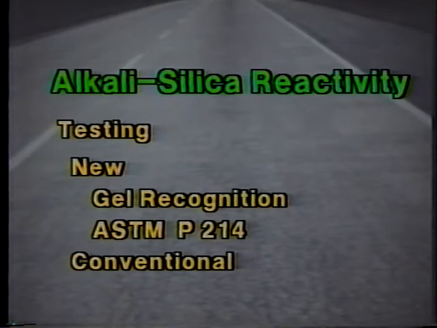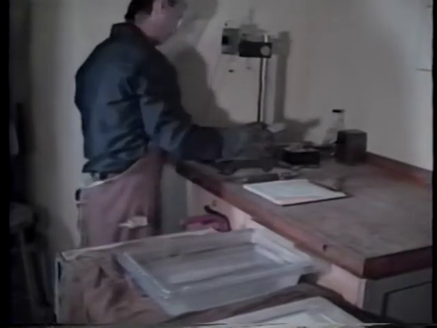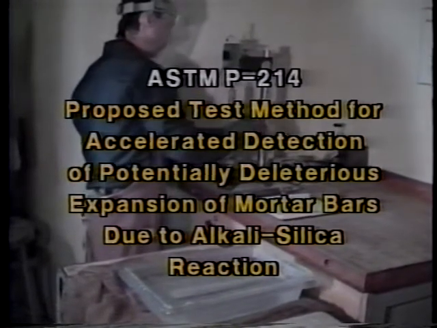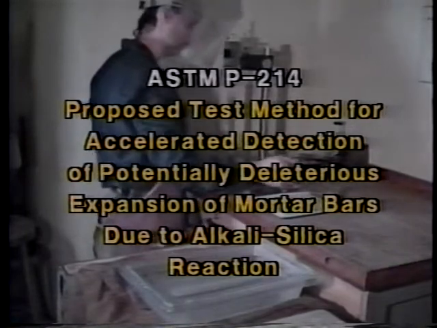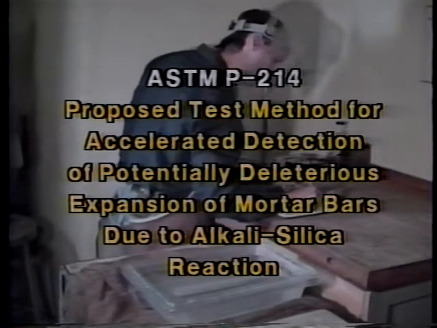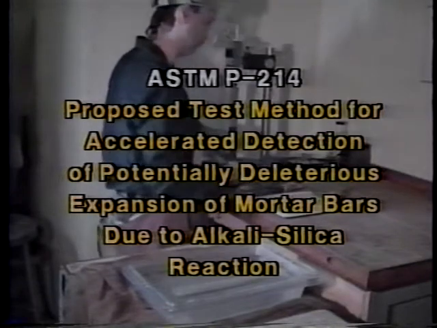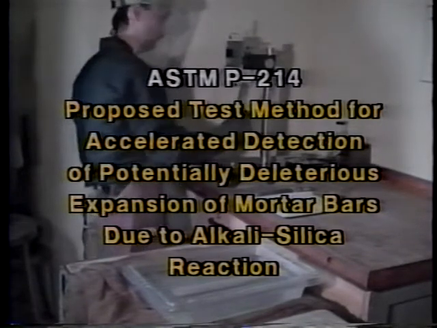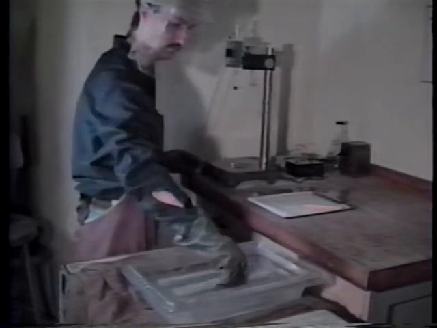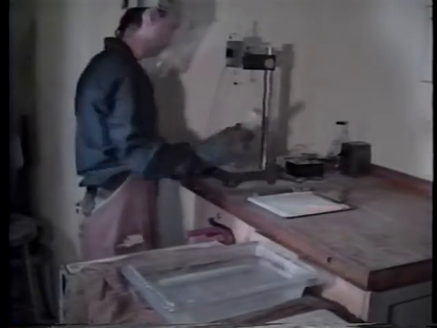And that brings us to the next test, ASTM designation P214. This test was initially developed in South Africa, further developed in Canada, refined by SHRP, and proposed to ASTM in 1990. The official title of the test is Proposed Test Method for Accelerated Detection of Potentially Deleterious Expansion of Mortar Bars Due to Alkali-Silica Reaction. The major benefit of using this test is that results can be obtained in as little as 16 days, as compared to many months using conventional testing.